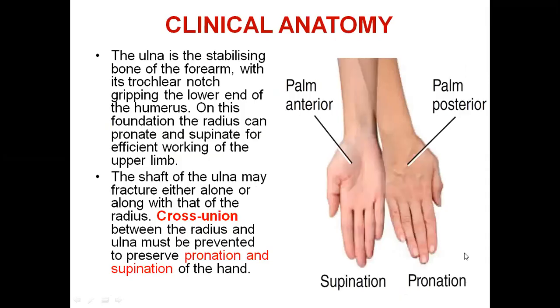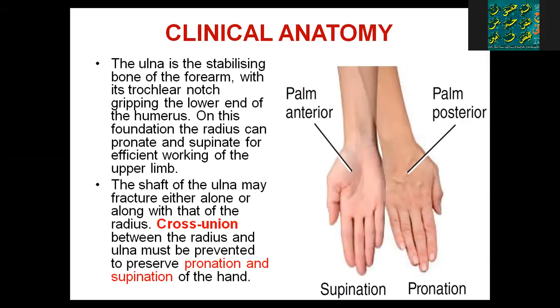Now coming to the clinical anatomy, I told you radius and ulna are the bones which help in movements like pronation and supination. What is pronation? Suppose your palm is facing anteriorly, you call it supination, and if the palm is behind, you call it pronation. This is pronation and this is supination.